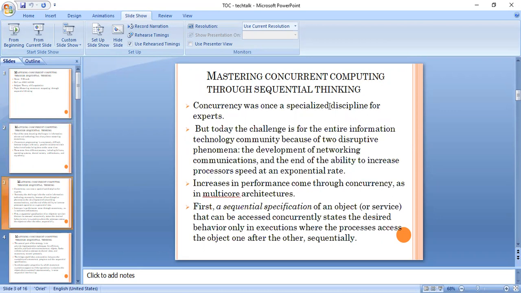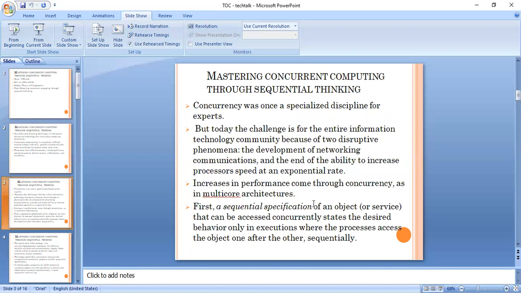Concurrency was once a specialized discipline for experts, but today the challenge is for the entire information technology community because of two disruptive phenomena: the development of networking communications and the end of the ability to increase processor speed at the exponential rate. Increases in performance come through concurrency, as in multi-core architectures.